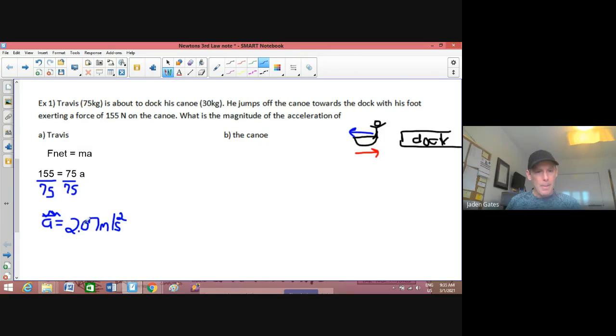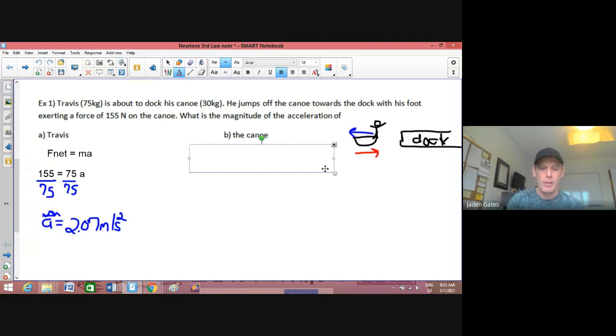Now I also want to find the magnitude of the canoe's acceleration. They experience the same force. Travis is experiencing this red force, the canoe pushing back on Travis because he pushed the canoe. So again, I'm going to use the same formula, F net equals ma. The force is equal in magnitude, opposite in direction, but we're just looking at the magnitude of our acceleration. The canoe is 30 kilograms in mass, and we want to know our acceleration.